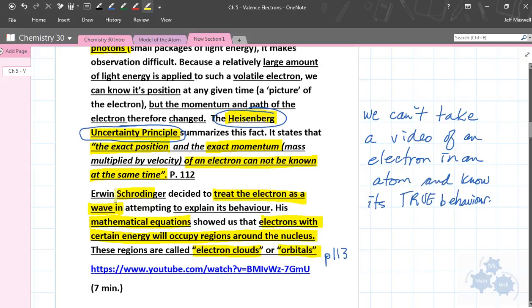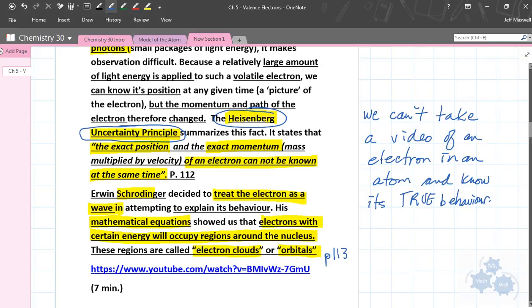This is where Schrodinger comes in, and he decided, you know what, I'm going to treat the electron as a wave, and I am going to generate some mathematical equations that are going to govern its behavior. So instead of trying to take a picture of it, he basically tried to use math to describe what would happen to this electron. And in a series of very, very complicated equations, Schrodinger came up with basically a single wave equation that would describe the behavior of an electron, given its energy. And the behavior of an electron forms something called orbitals, or electron clouds.